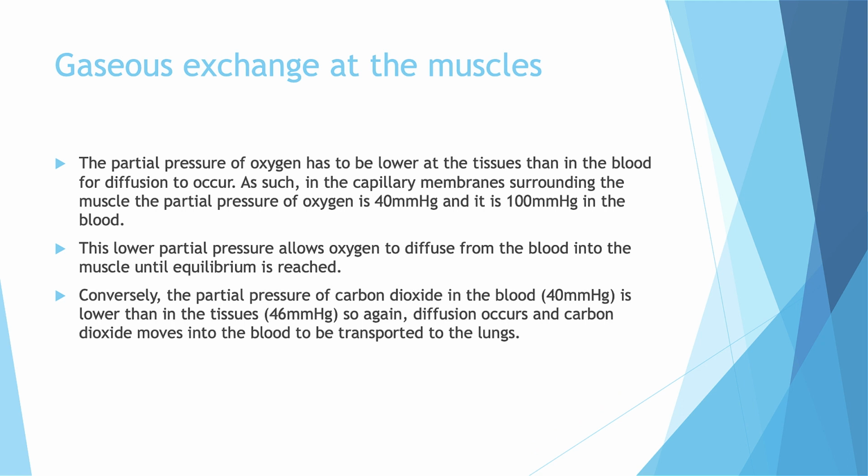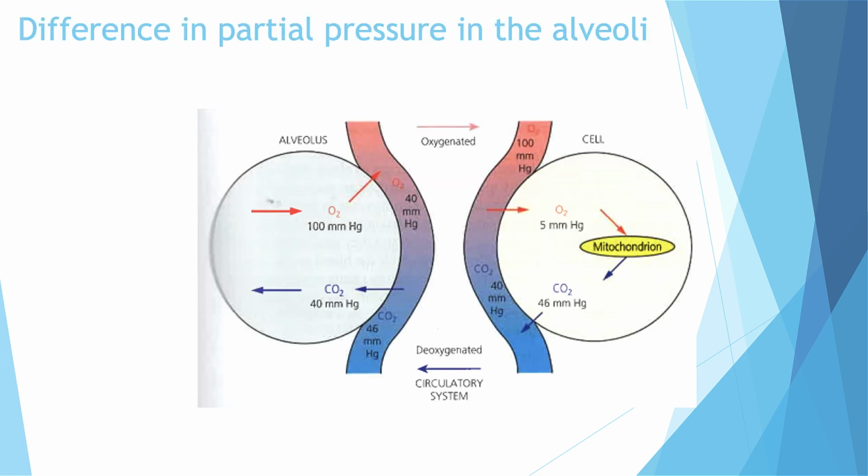Conversely, the partial pressure of carbon dioxide in the blood is lower than in the tissues. So again, diffusion occurs and carbon dioxide moves into the blood to be transported to the lungs. Again, here's a breakdown of how gaseous exchange is happening and the difference in the partial pressures in the alveoli.